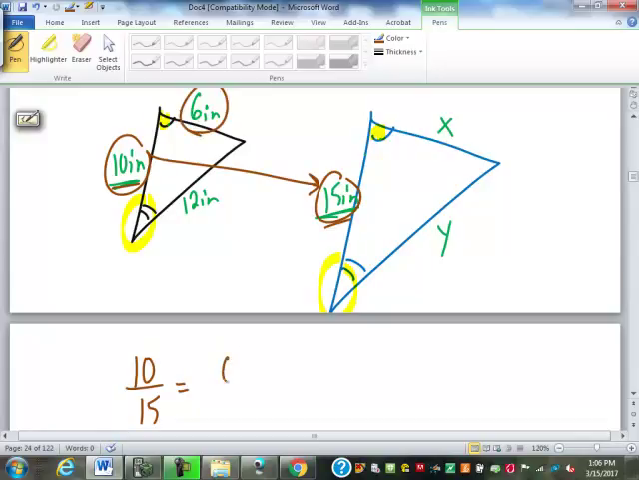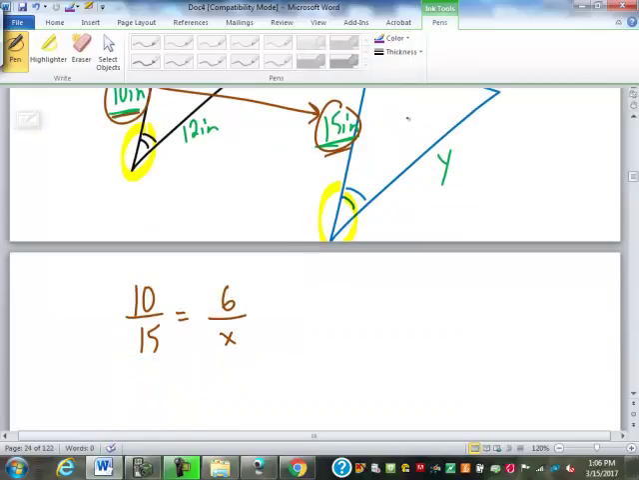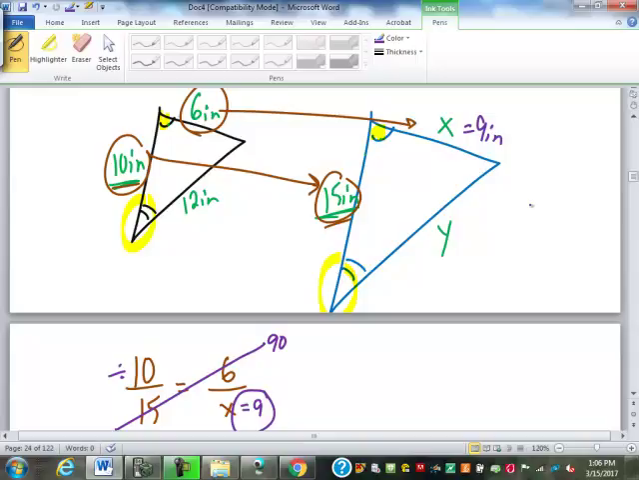6 will go to X. So we can just cross multiply and divide in our proportion. 15 times 6 is 90, divided by 10 is 9. So X is 9. Then 10 still goes to 15, so 12 goes to Y.